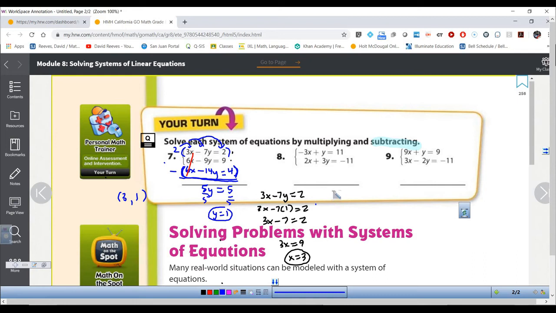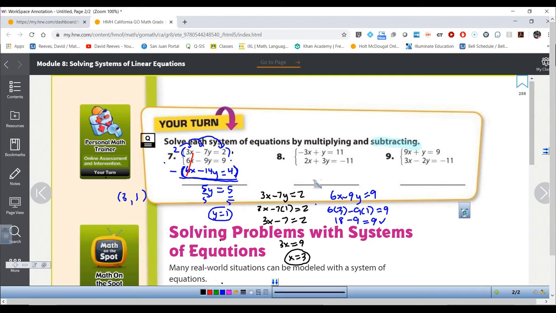equation, but if I go to the second equation, 6x minus 9y equals 9, and I put in my value of x, which is 3, and I put in my value of y, which is 1, I better get an answer of 9, right? Well, 6 times 3 is 18, 9 times 1 is 9, and guess what 18 minus 9 is? It is 9. So I have solved and proved that my answer of 3, 1 is the solution because it makes both equations true.